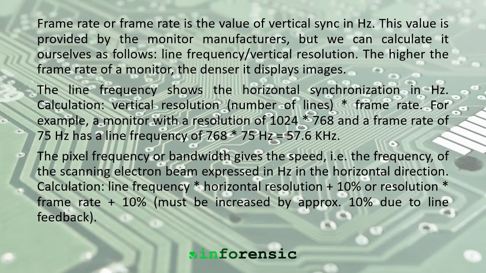The pixel frequency or bandwidth gives the speed, i.e. the frequency, of the scanning electron beam expressed in Hz in the horizontal direction. Calculation: line frequency times horizontal resolution plus 10%, or resolution times frame rate plus 10%, must be increased by approximately 10% due to line feedback.